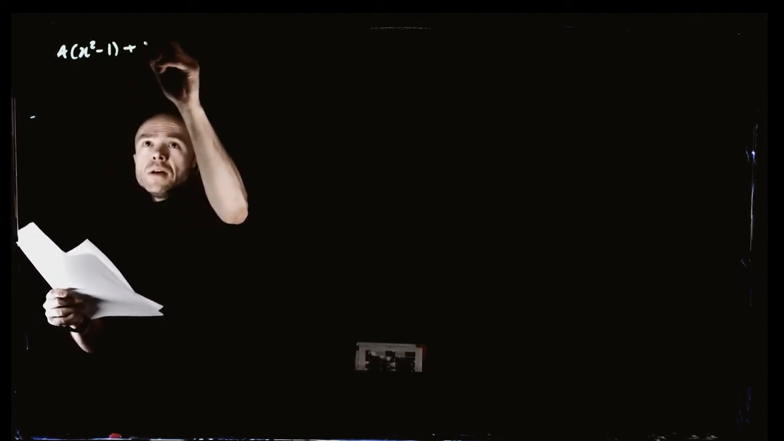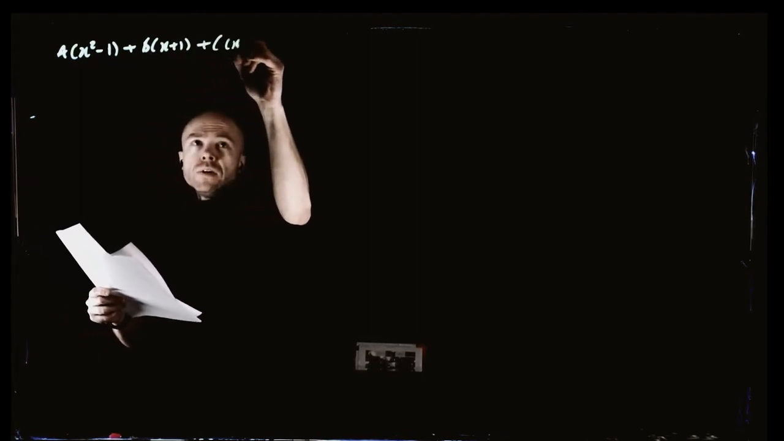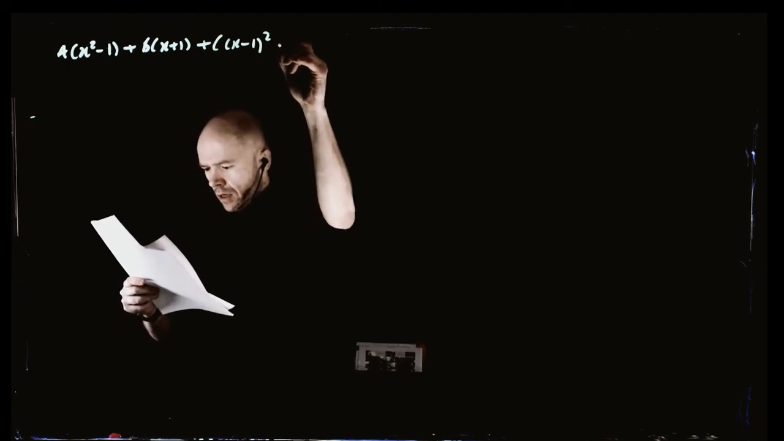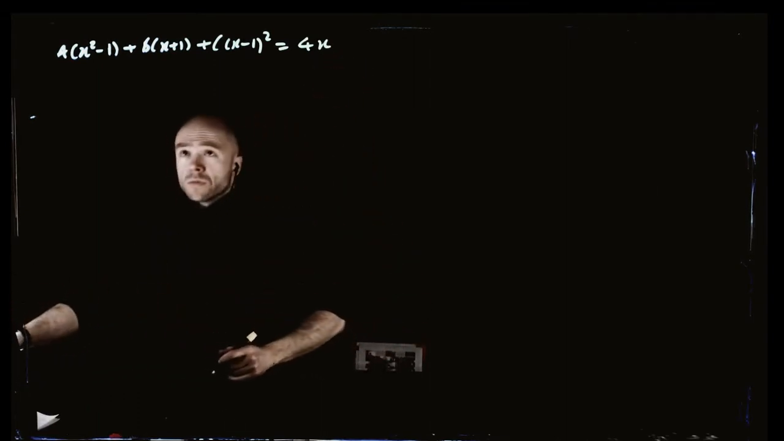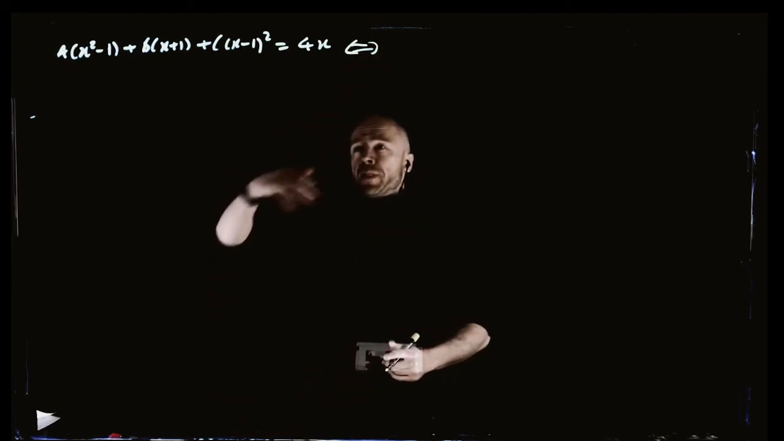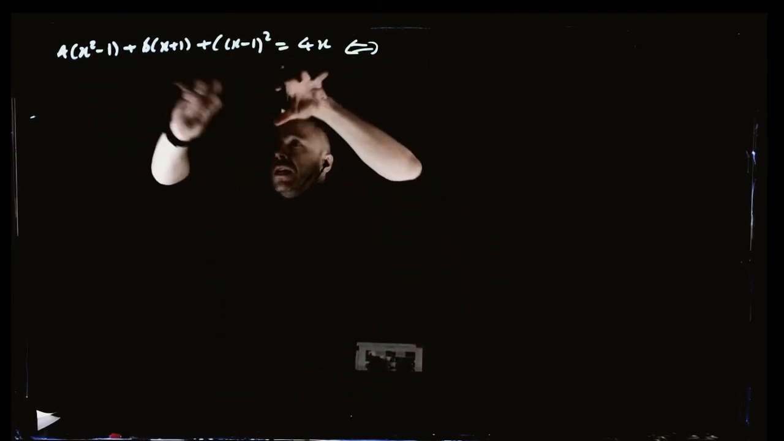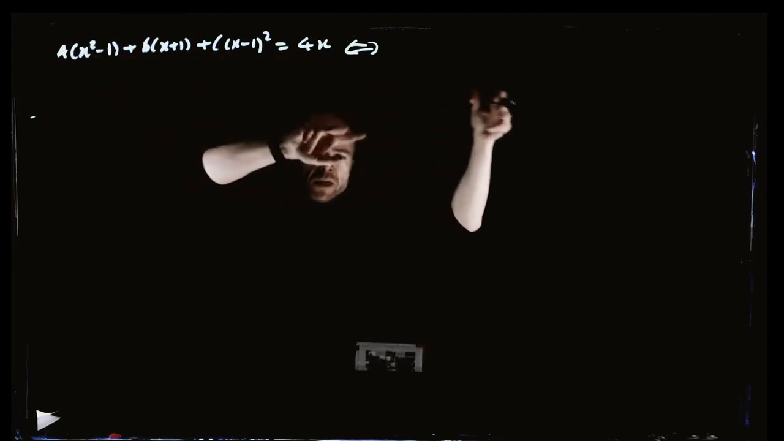What did we get to? We got to this equation. We had that A(x squared minus 1) plus B(x plus 1) plus C(x minus 1) squared was equal to just 4x. Okay? So let's write out what that means. At this point, the best thing to do is to write this out as a quadratic where you put all the x squared terms first with their coefficients in terms of A, B, and C, then the x term, and then the constant term.